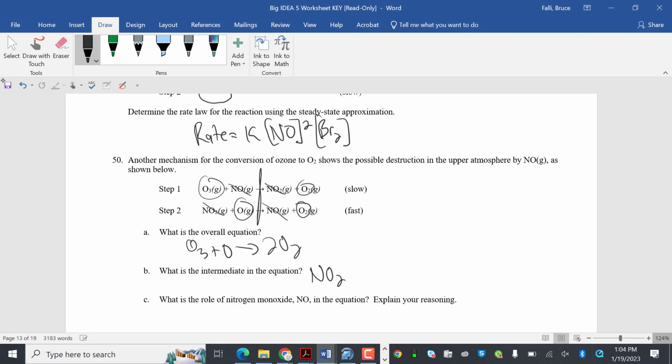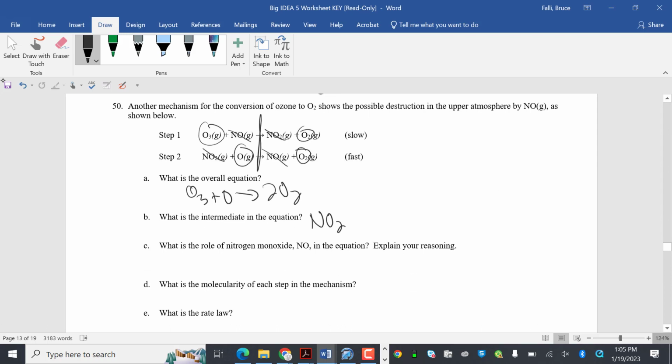What is the intermediate in the equation? NO2. What is the role of nitrogen monoxide in the equation? Explain your reason. It is a catalyst. It is a reactant that reforms. What is the molecularity of each reaction? Both of them are 2. Not 2, that's not the molecularity. The molecularity is bimolecular for both.